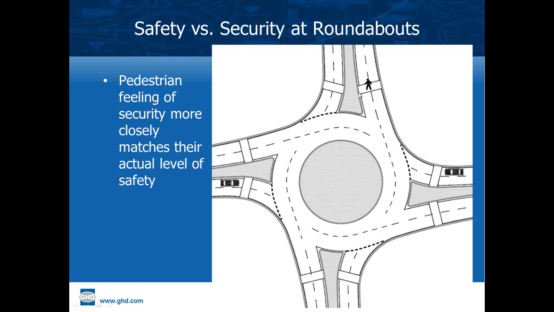So the feeling of security in roundabouts more closely matches their actual level of safety. The visibility between users and the speed in the area of conflict are all more conducive to pedestrian safety. Lower speeds near the crosswalk, ideal visibility, pedestrian only has to look in one direction to cross, and the crossing distances are shorter. So inherently the roundabout crosswalk should be better, but because we don't feel as safe there, we're going to tend to behave more assertively.